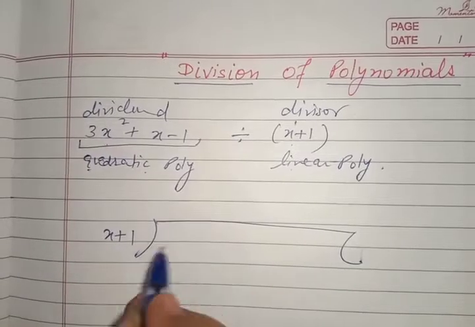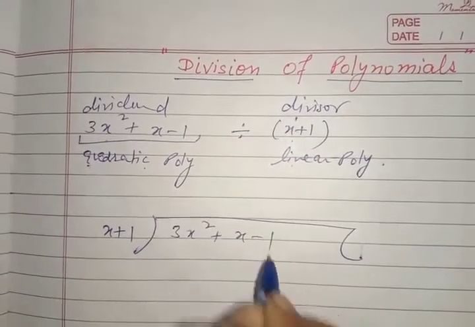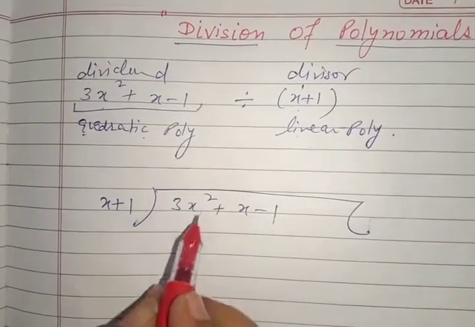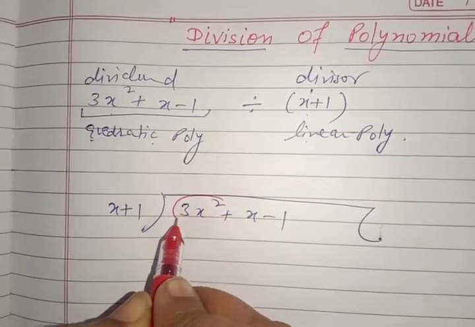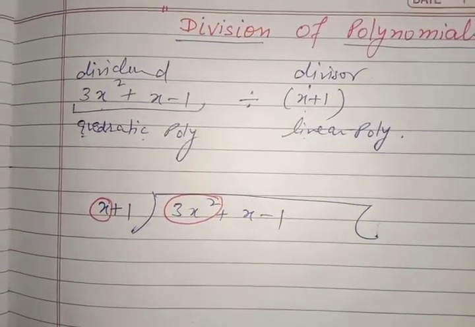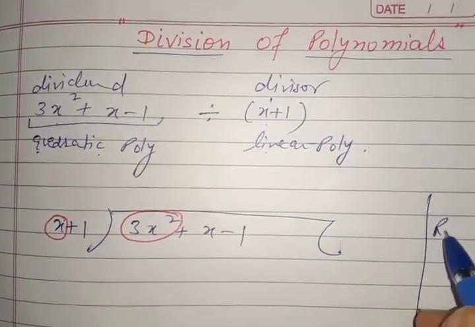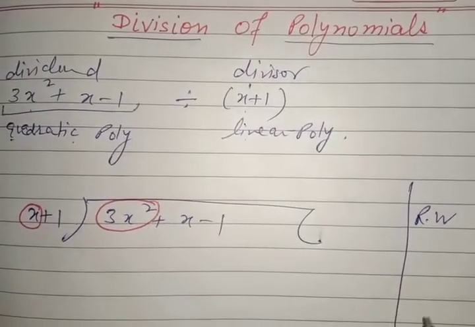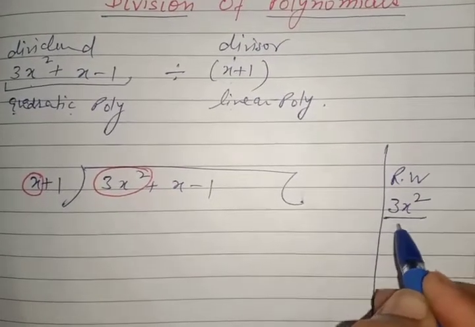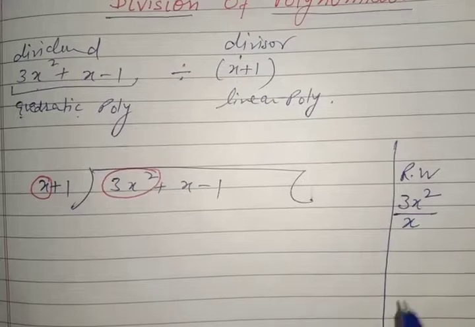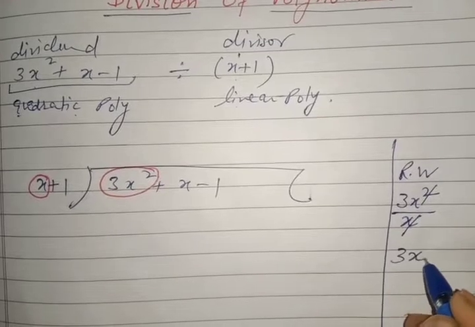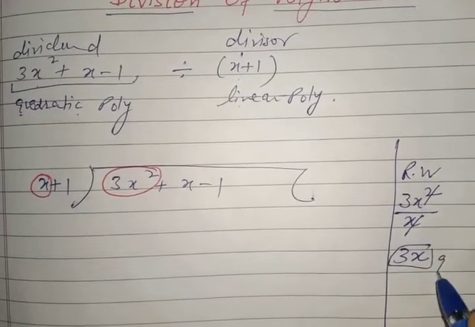So we will divide 3x square plus x minus 1 by x plus 1. First of all, you need to see how to divide. I am telling you. First of all, just pick up this number 3x square and divide it by x in rough, as you have done in 8th. It's rough work. So 3x square by x can get cancelled with x, and what is left? 3x. So this will be our quotient.